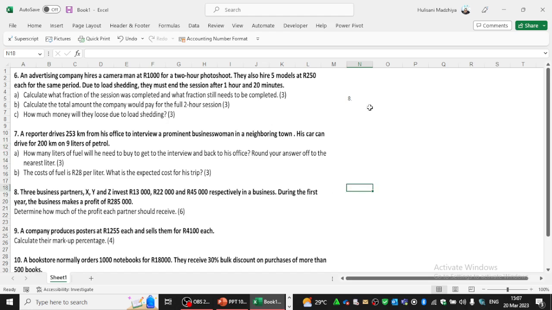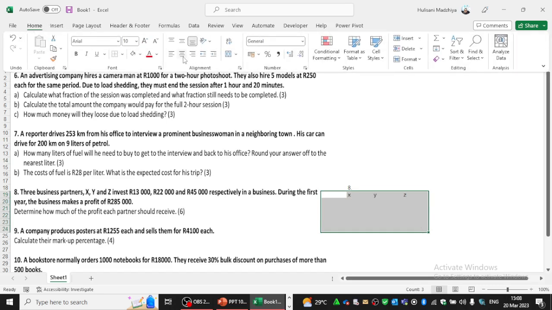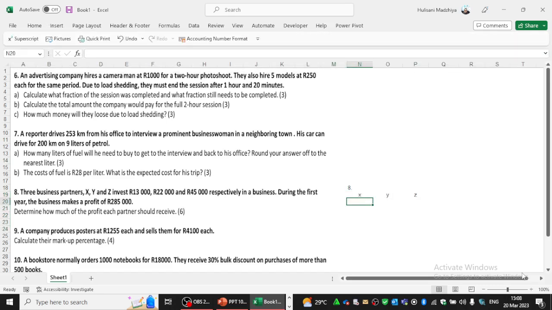So under this activity, I'm just going to move it here so that it becomes under the same level as the question. So we're going to say we've got X, we've got Y, and we've got Z. I'm going to do this so that everything is in the middle. So we're saying this guy contributed 13,000, this one contributed 22,000, this one contributed 45,000, and the profit is actually 285,000.